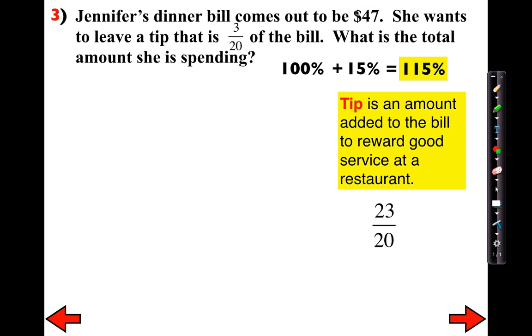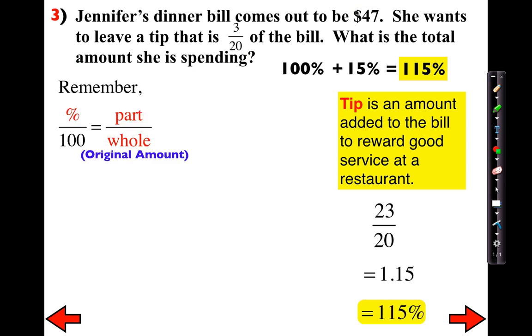Let's set it up as a proportion. The percent is 1.15. Hopefully you can see, moving the decimal 2 spots, that's where it would be. So 115 is our numerator. 47 is the original price, so that's going to be our denominator for the whole. And now just put a variable and solve.